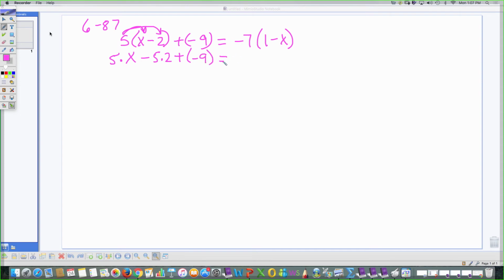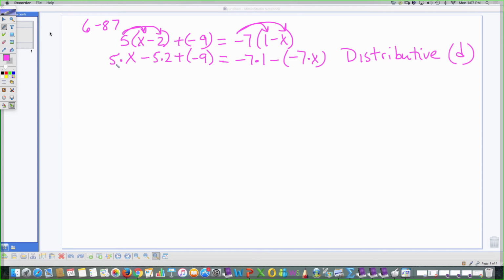Then when I get here, I have a negative number. So we're still using the distributive property, right? We multiply outside the parentheses and add or subtract inside. So I'm going to go -7 times 1. Then we have a subtract sign. And then I'm going to go -7 times x. Okay, and this would be distributive property, which I'm okay if you just want to write D.